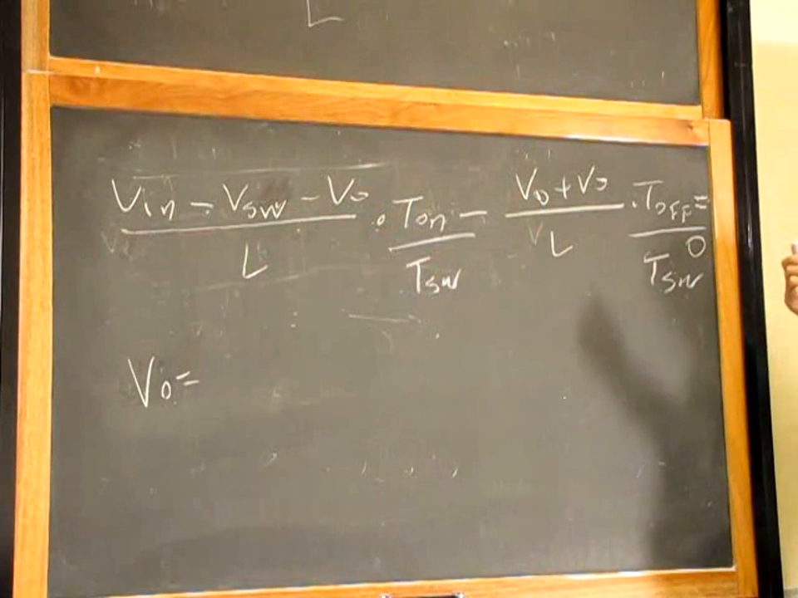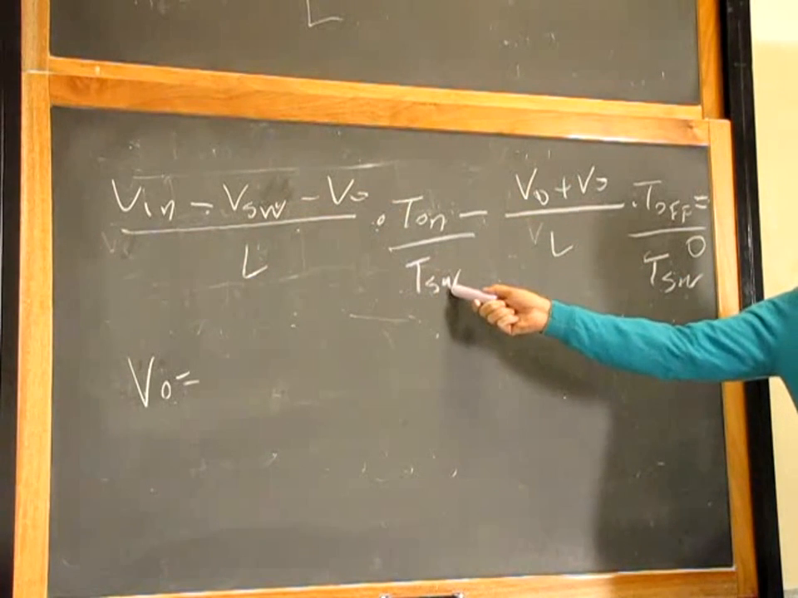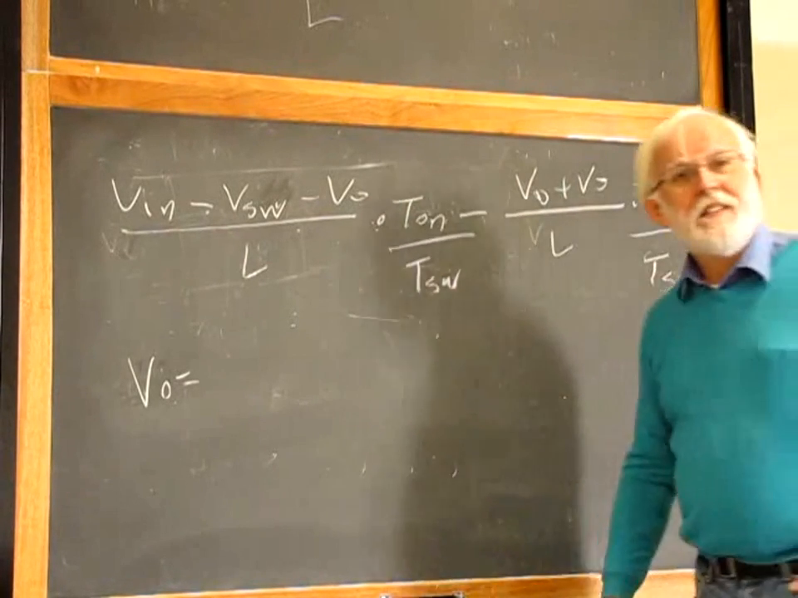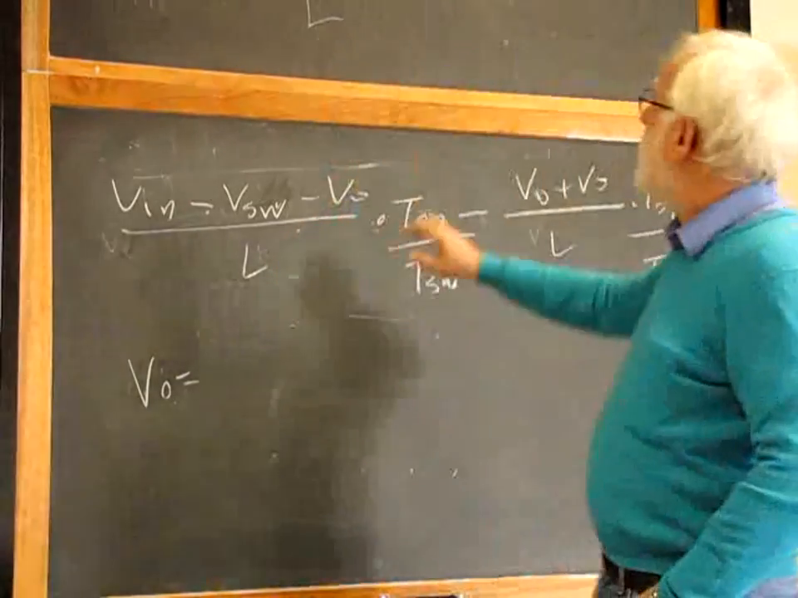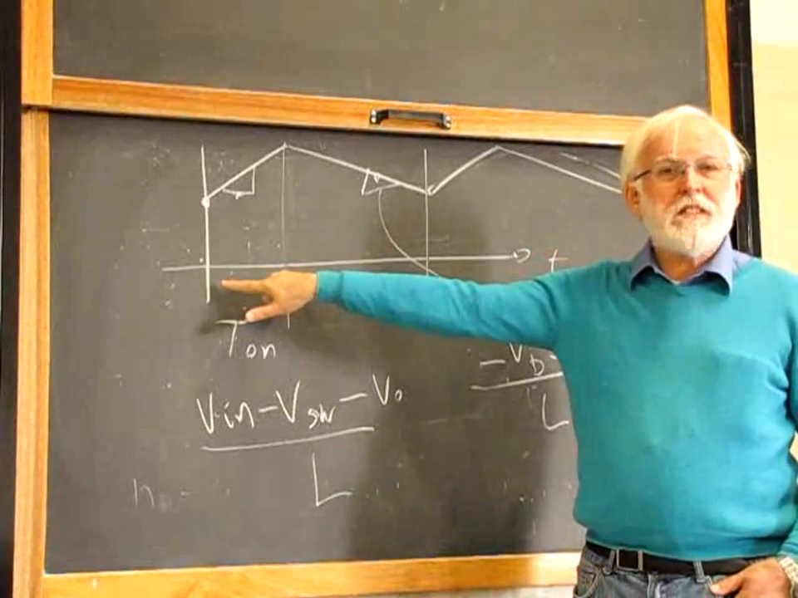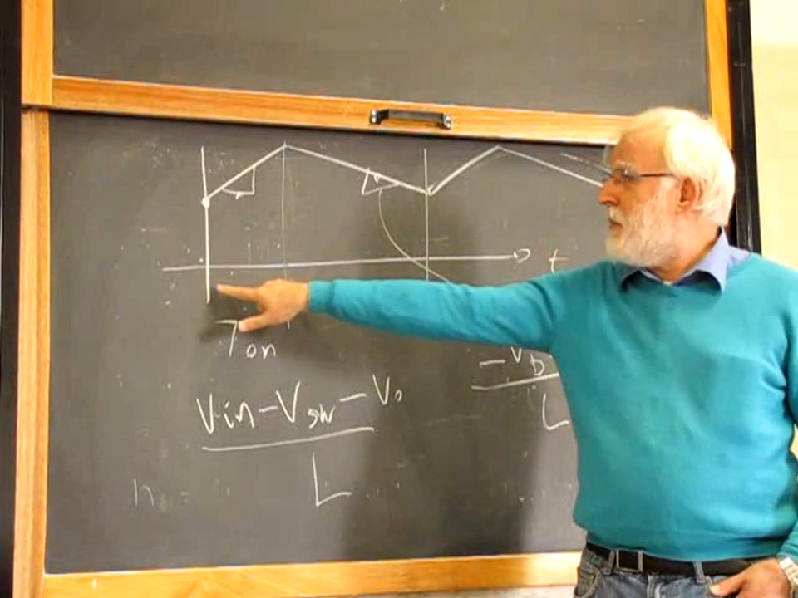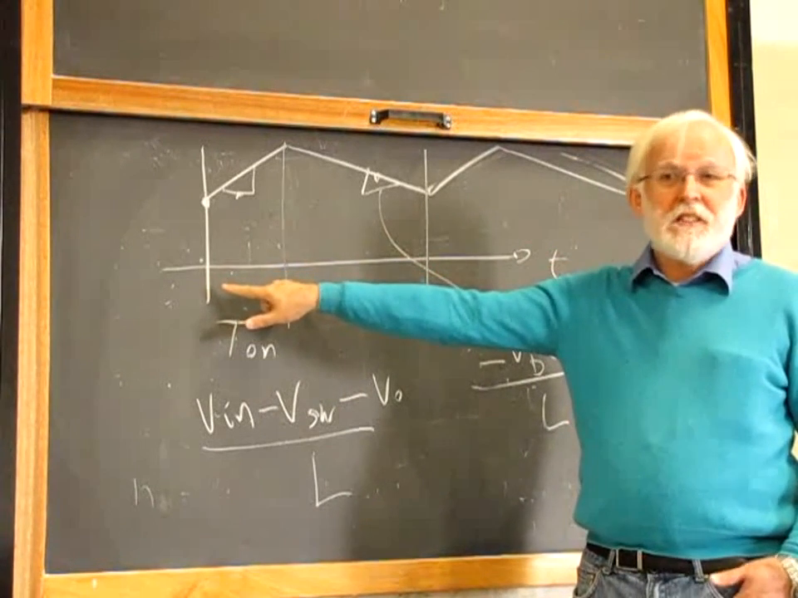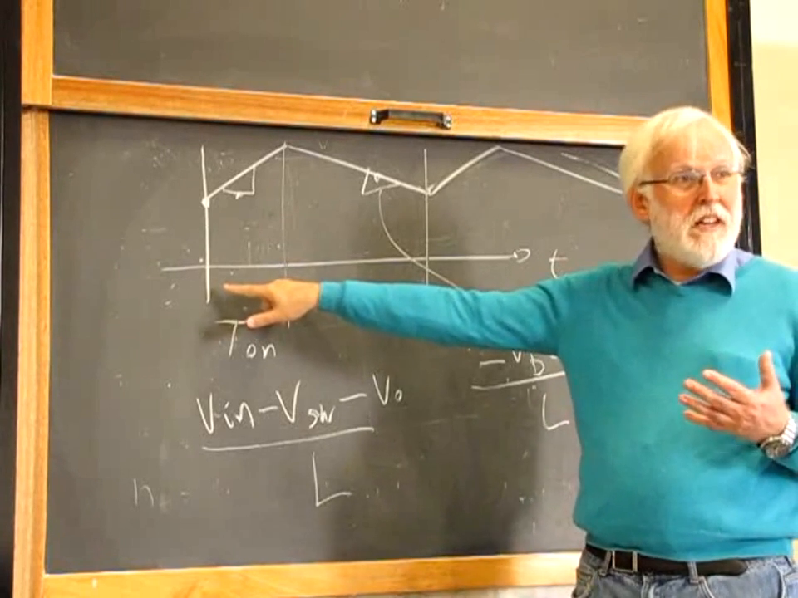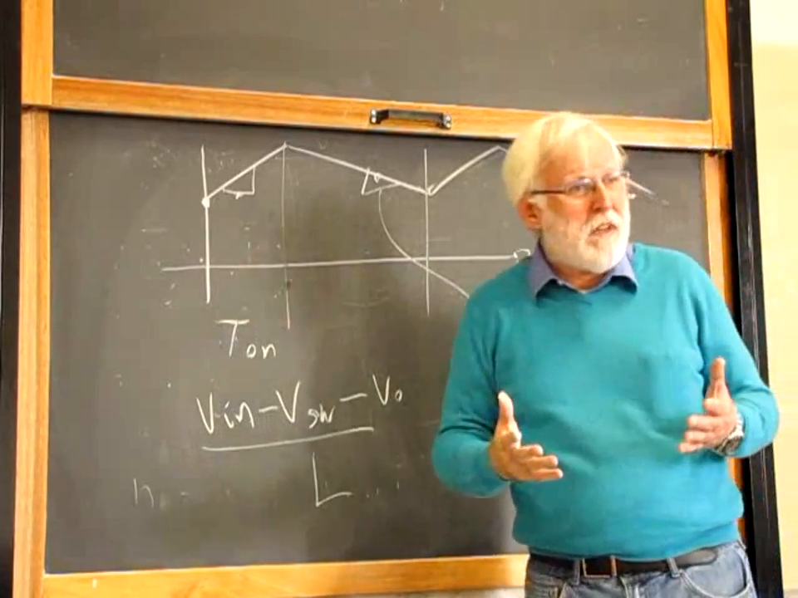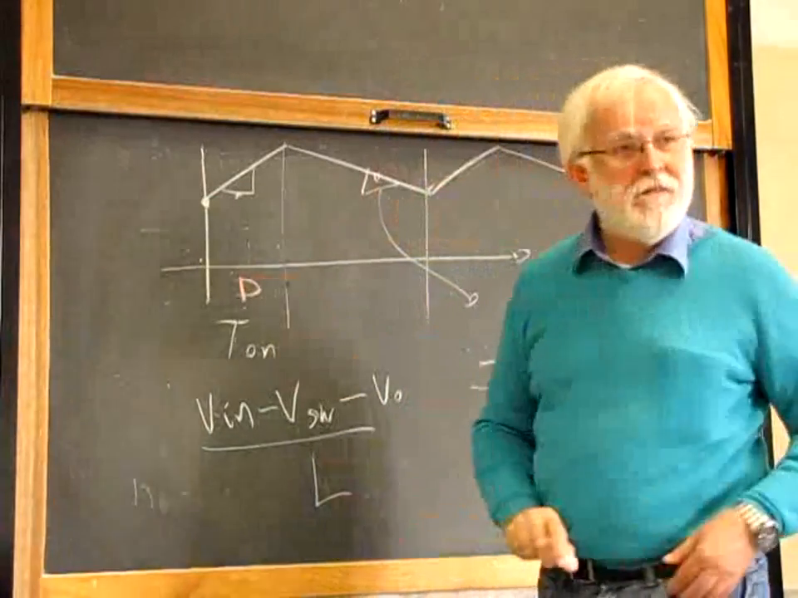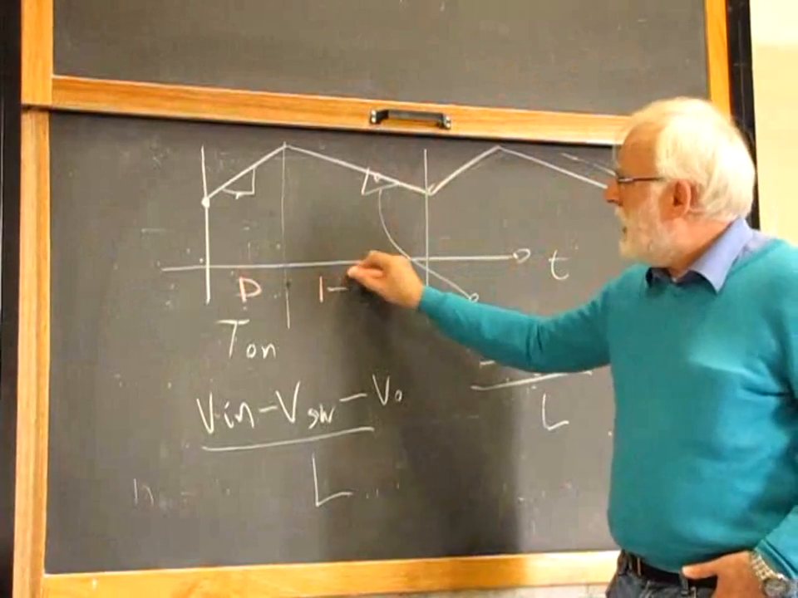nothing changes. And what is T on over T switch? The duty cycle. What is T off over T switch? 1 minus D. So, in many cases, instead of saying that the on duration is T on, I will just write down here this time interval is D. Strictly speaking, it's not right because D is just a fraction. It's just a ratio. It's not a duration in seconds. D is not measured in seconds. It's dimensionless. But in many cases we can say this is D or this is 1 minus D.